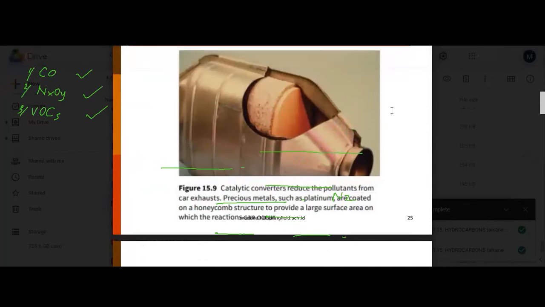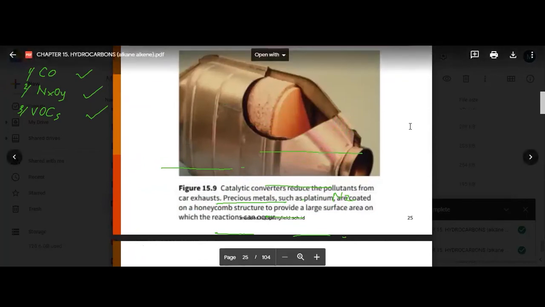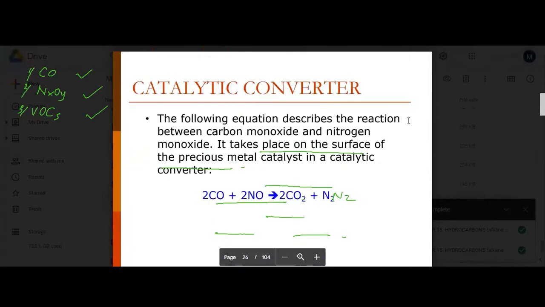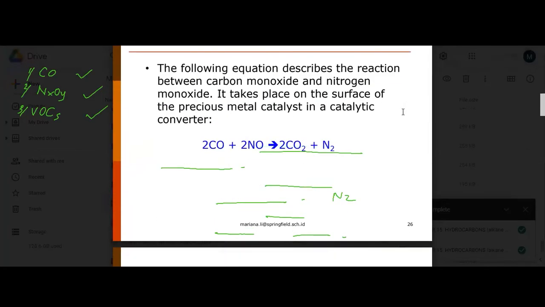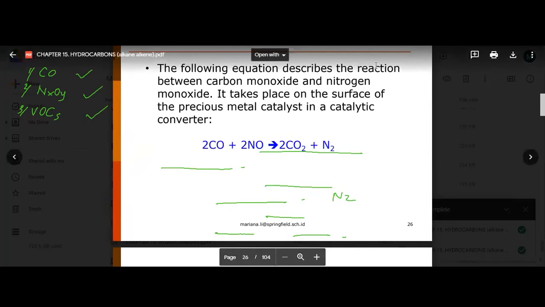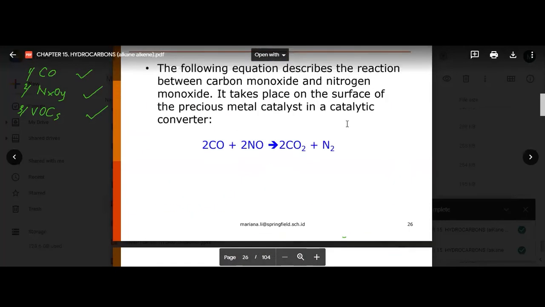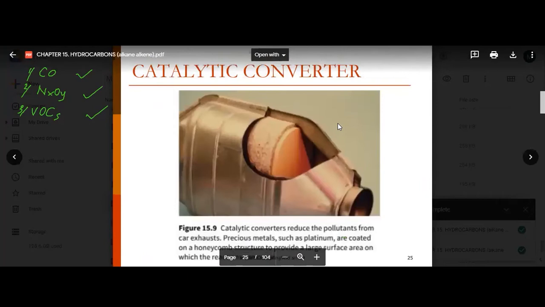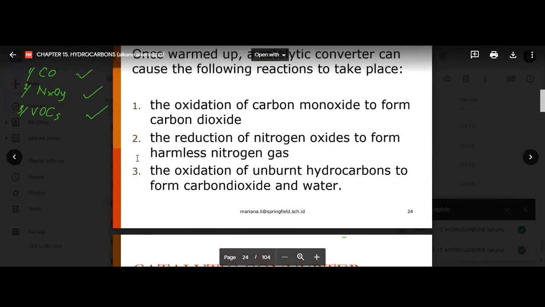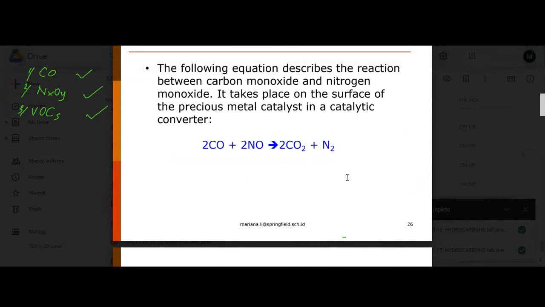It uses precious metals such as platinum. And this is the equation of how the very toxic gas changes to the less harmful gases. CO changes to CO2, NO changes to N2. How about unburned hydrocarbon? It changes to CO2 and H2O. Don't forget the third one.